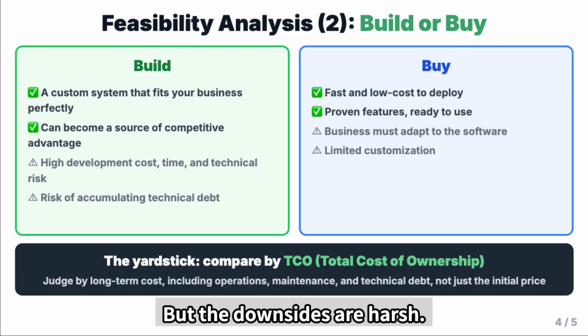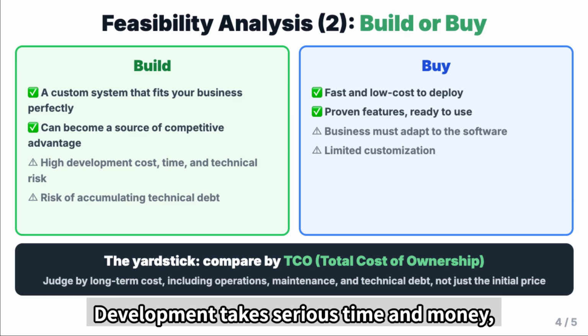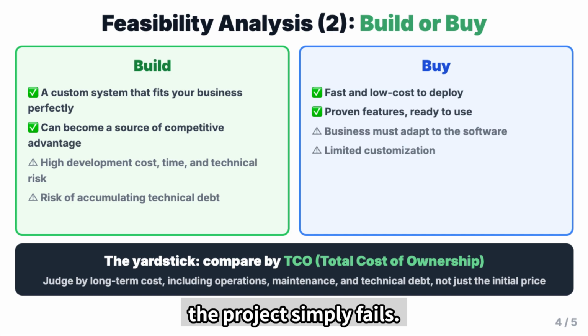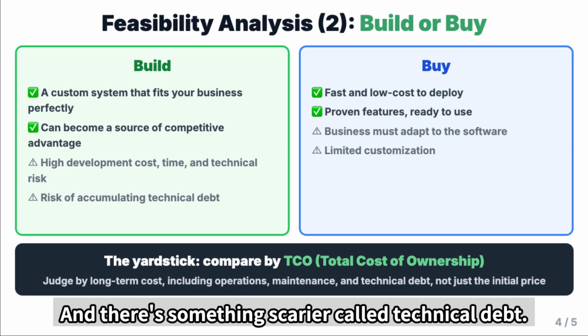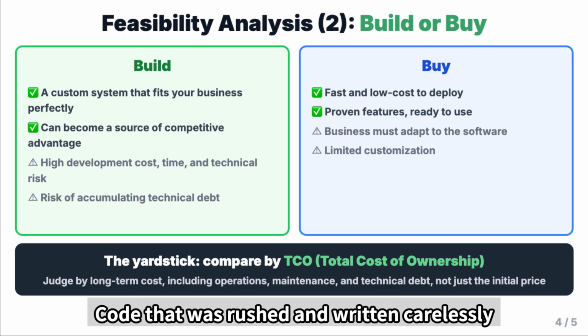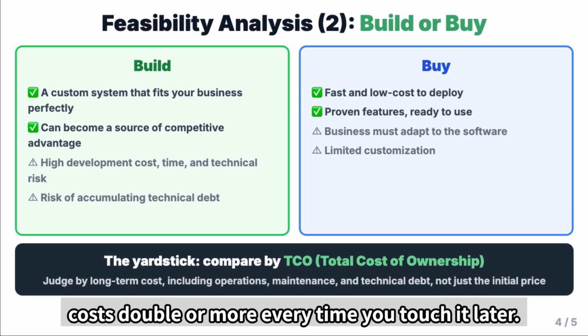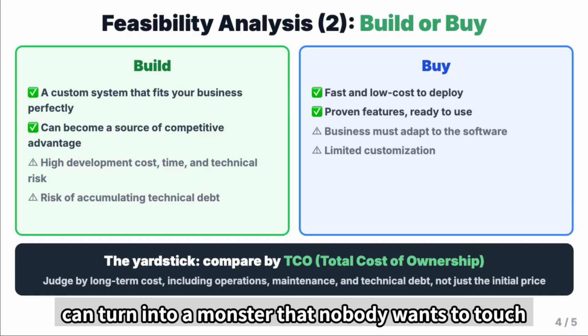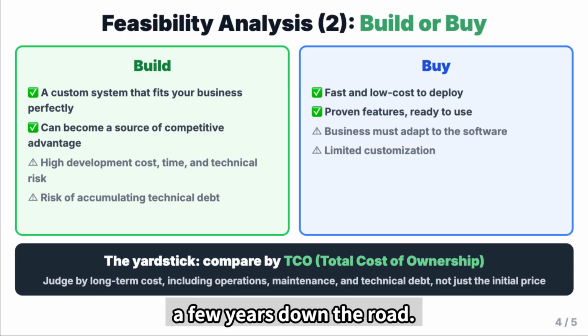But the downsides are harsh. Development takes serious time and money. And if the team's skills aren't there, the project simply fails. And there's something scarier called technical debt. Code that was rushed and written carelessly costs double or more every time you touch it later. A system built under, just make it work, can turn into a monster that nobody wants to touch a few years down the road. It's a classic story in IT.